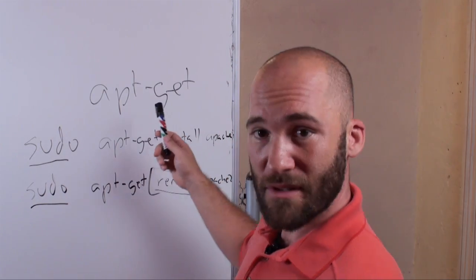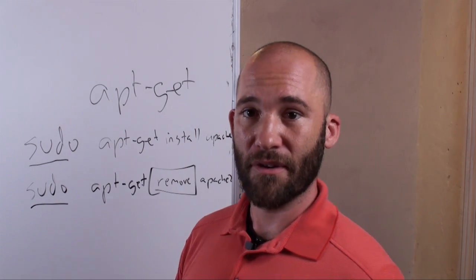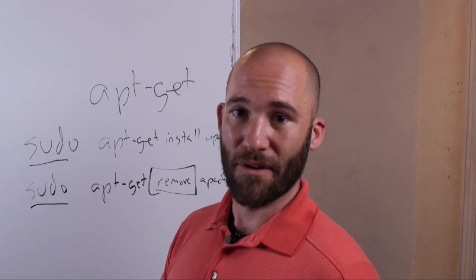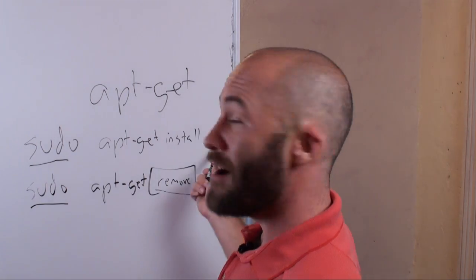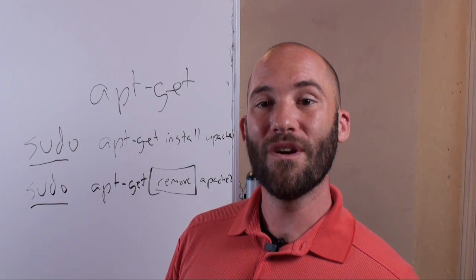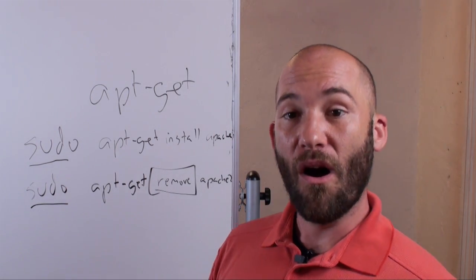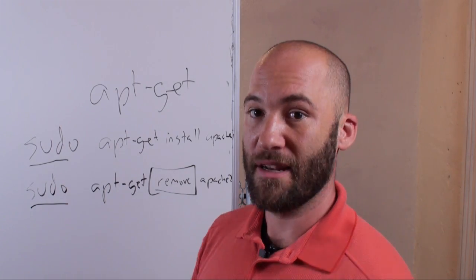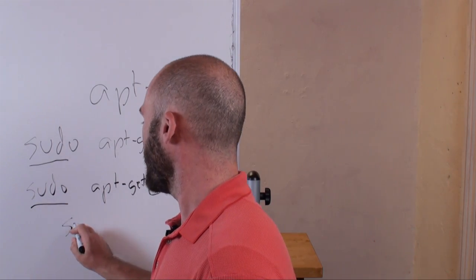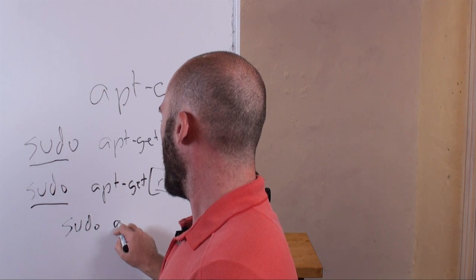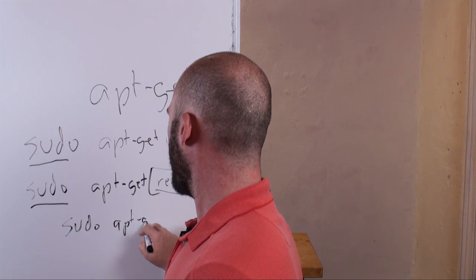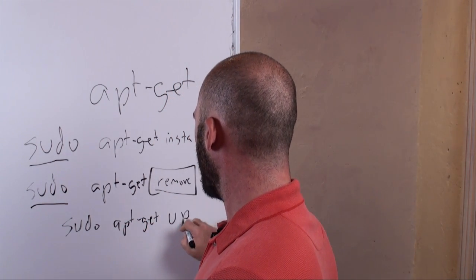So once you install all the software that you want on your Linux server, you install the file server, you install the Samba server, you install Apache, whatever it is. If you want to update that software, all you do is the upgrade command. So you do sudo, super user do, apt-get upgrade.